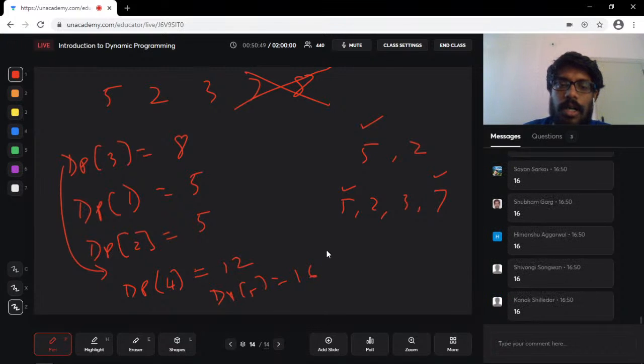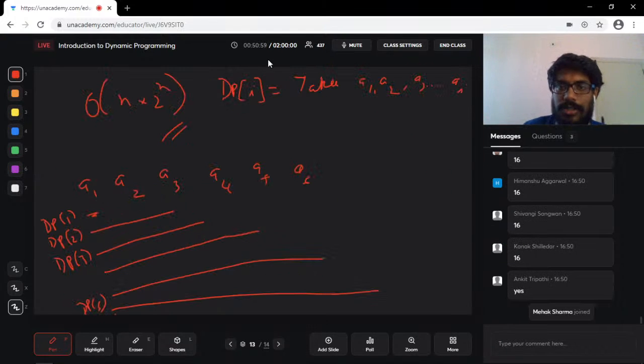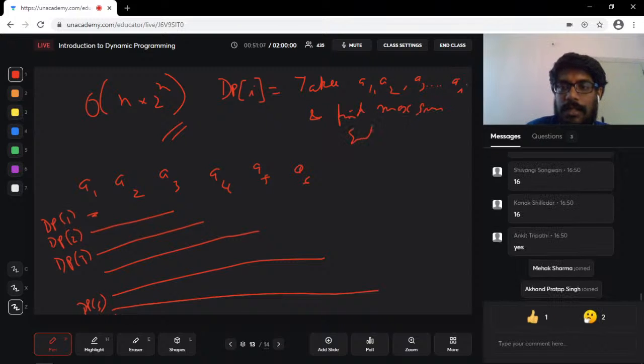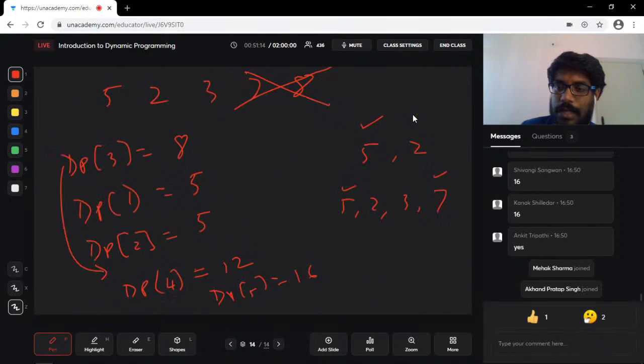Okay. But of course, I didn't tell you how to find these DP values. We just did this to tell you what DP means, what the definition of DP is. This is what we mean by definition of DP, right? So take the first I elements and find the maximum sum subset without consecutive elements, right? This entire thing is called the definition of the DP state. And DP of 5 in this case is going to be 16.